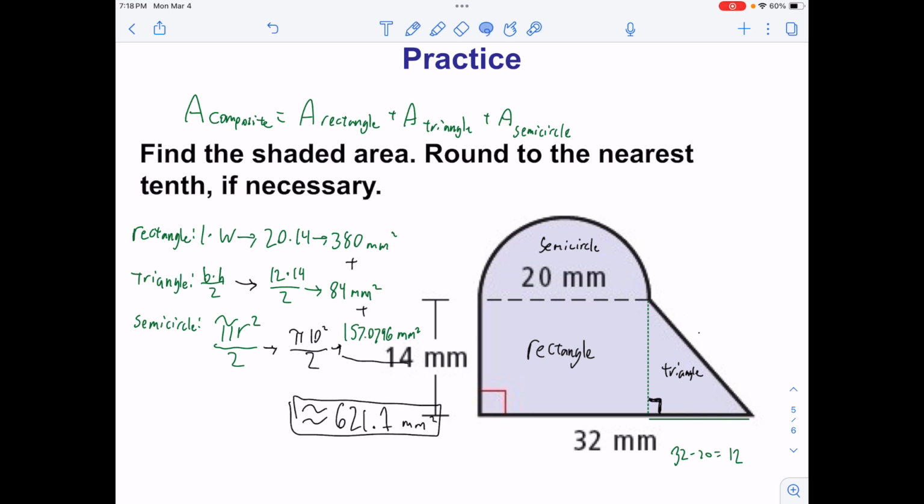And again, use your calculator's value for pi. Use the pi button on the calculator if you have to deal with circles.